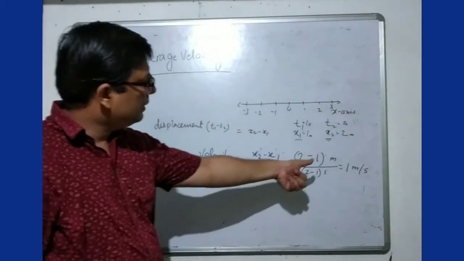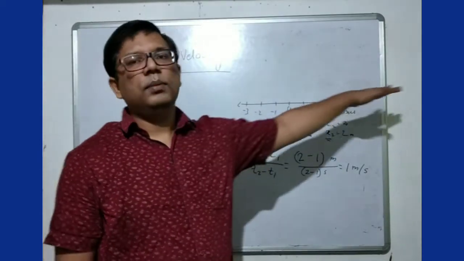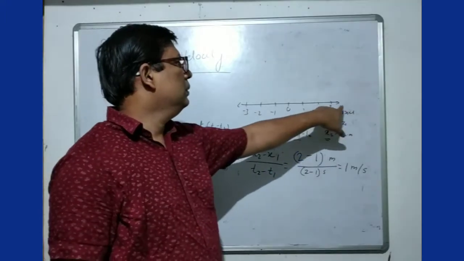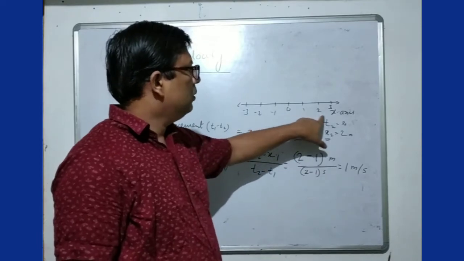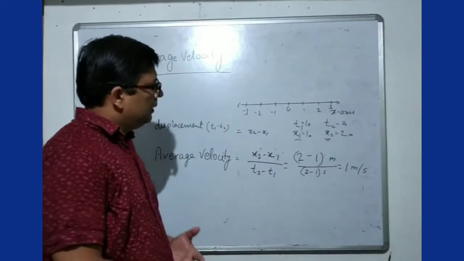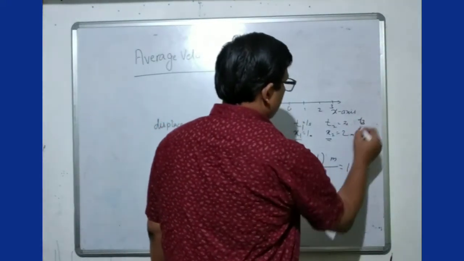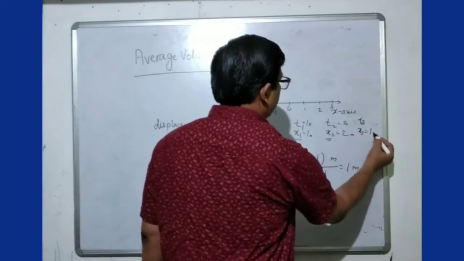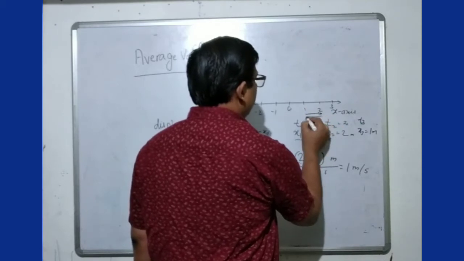This positive sign gives a sense that the object is moving in the positive x direction, and of course we are moving in the positive x direction because we are moving from point 1 to point 2. But let us consider that at t3 we again come back to this position. So we went here and now we came back here.